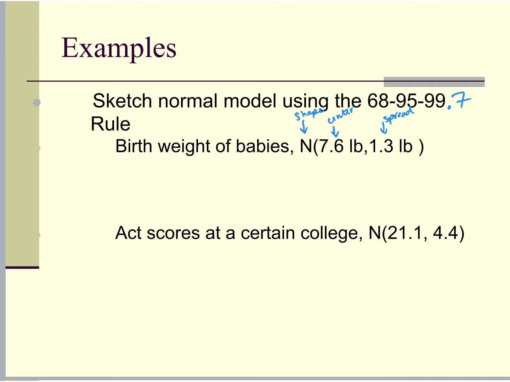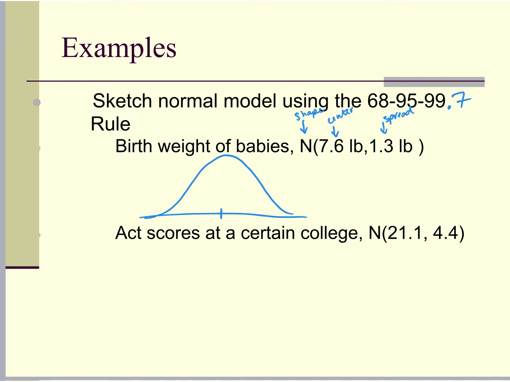When it's given in that N with parentheses, it's giving you shape, center, and spread. Because it's normal, there are no outliers. The normal distribution has no outliers because it's unimodal and symmetric. So we're going to draw our curve. And in the middle goes the mean.